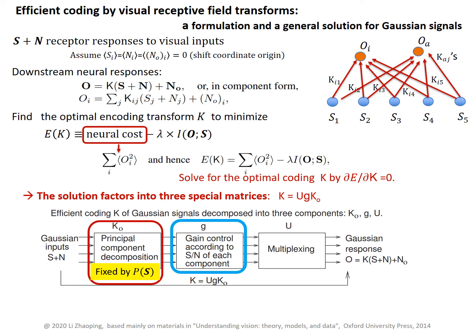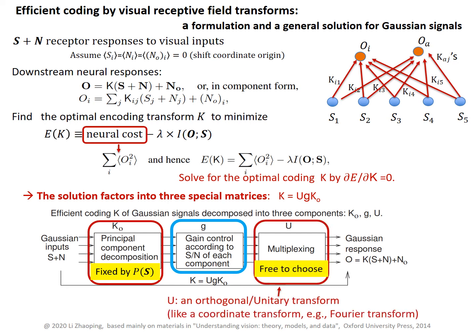Second is a diagonal matrix G. It gives a gain control to each of the principal components. Third is an orthonormal or unitary matrix. It's for multiplexing the gain-controlled principal components. So it's like another coordinate transform, and we have the freedom to choose what this coordinate transformation is. So therefore, the optimal K is dictated by an optimal diagonal matrix G. And so let me show you a little more intuition what all these means.